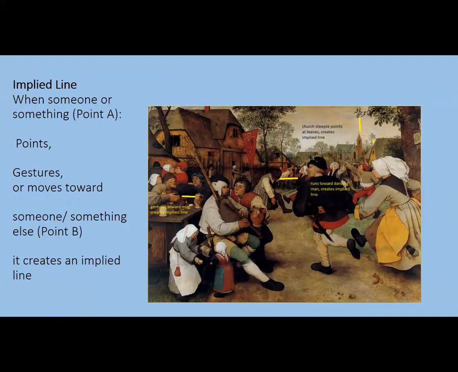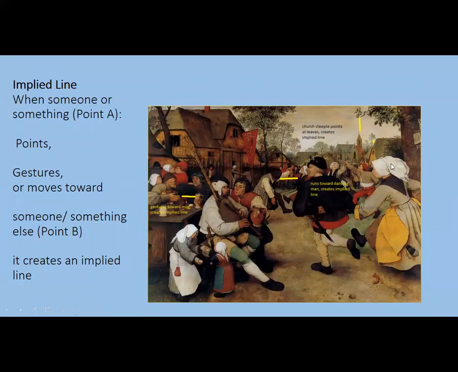Then there's an implied line. And what do we mean by implied? An implied line is a suggested line. So a directional line is an actual line in one form, but an implied line is a suggested line. An implied line is created when someone or something points, gestures, or moves toward someone or something else. So it's like point A is the beginning of that implied line. Point B is where it leads us to.